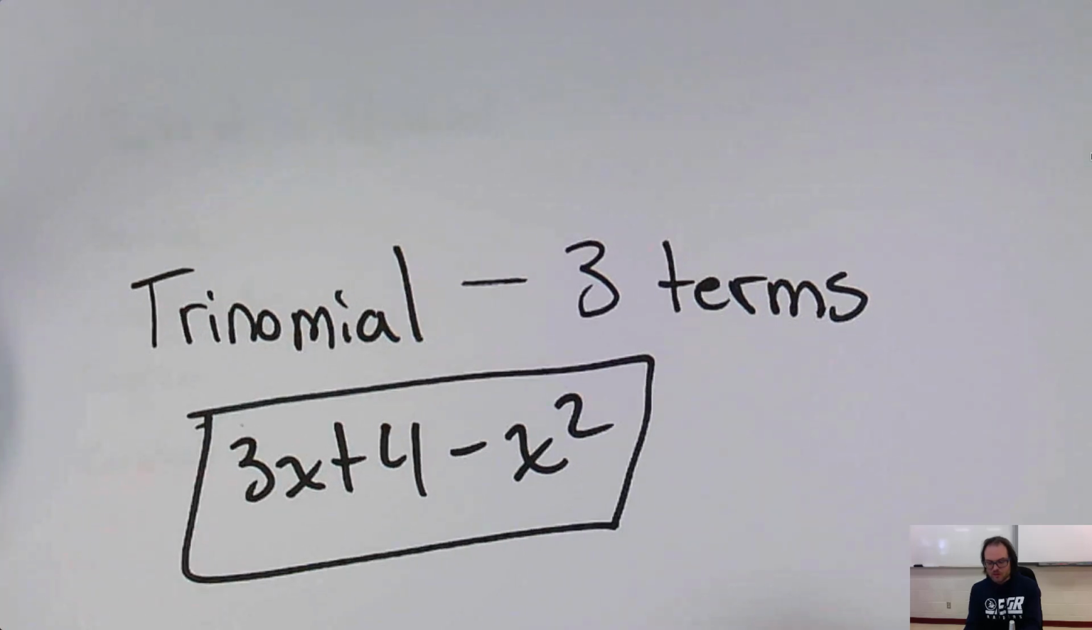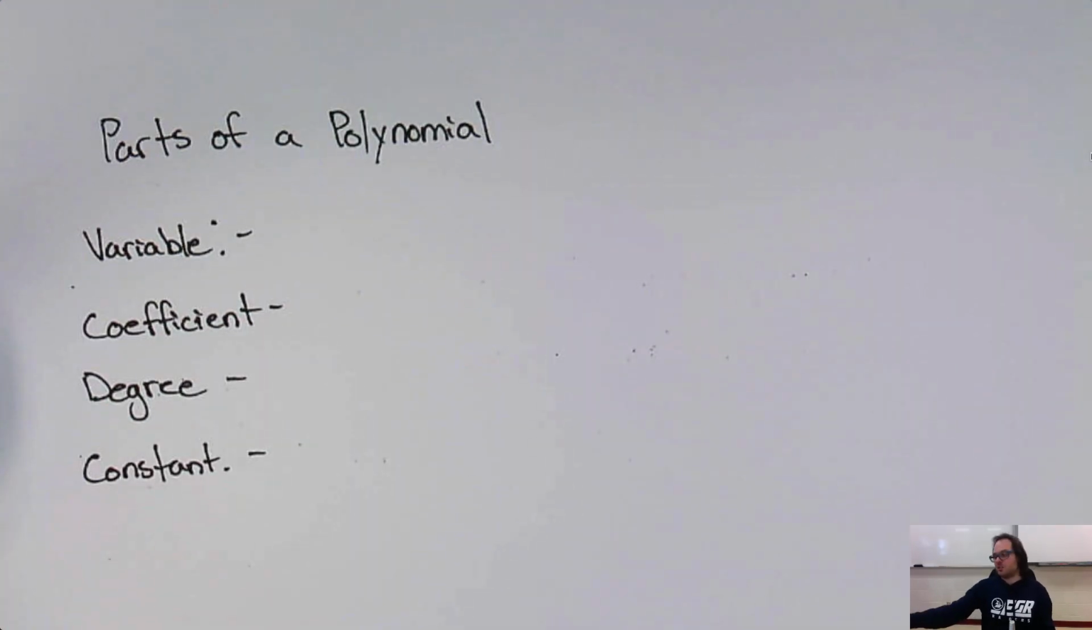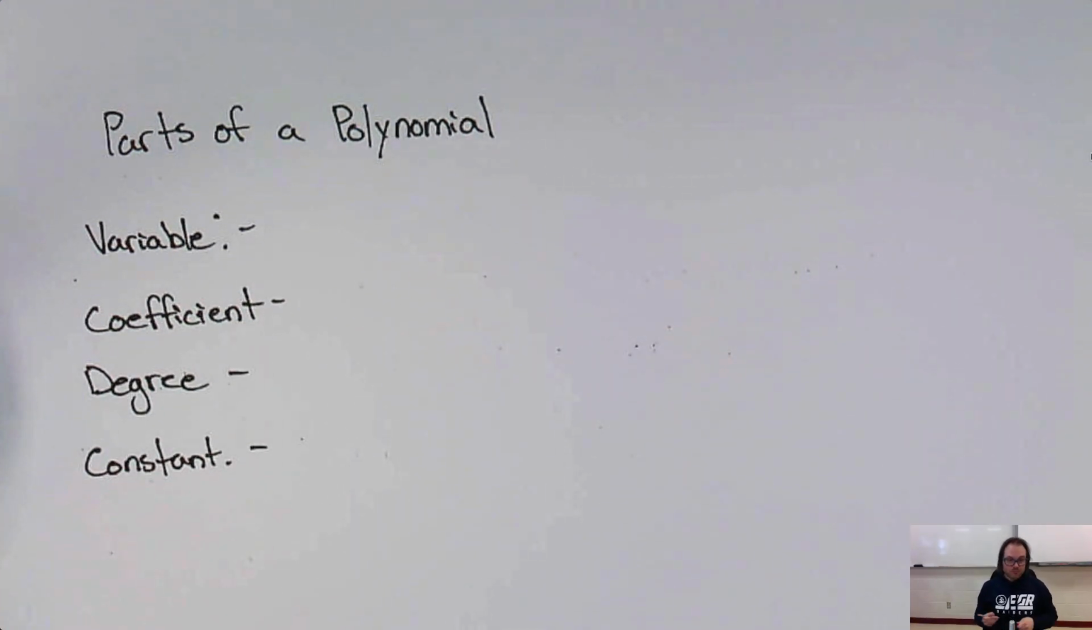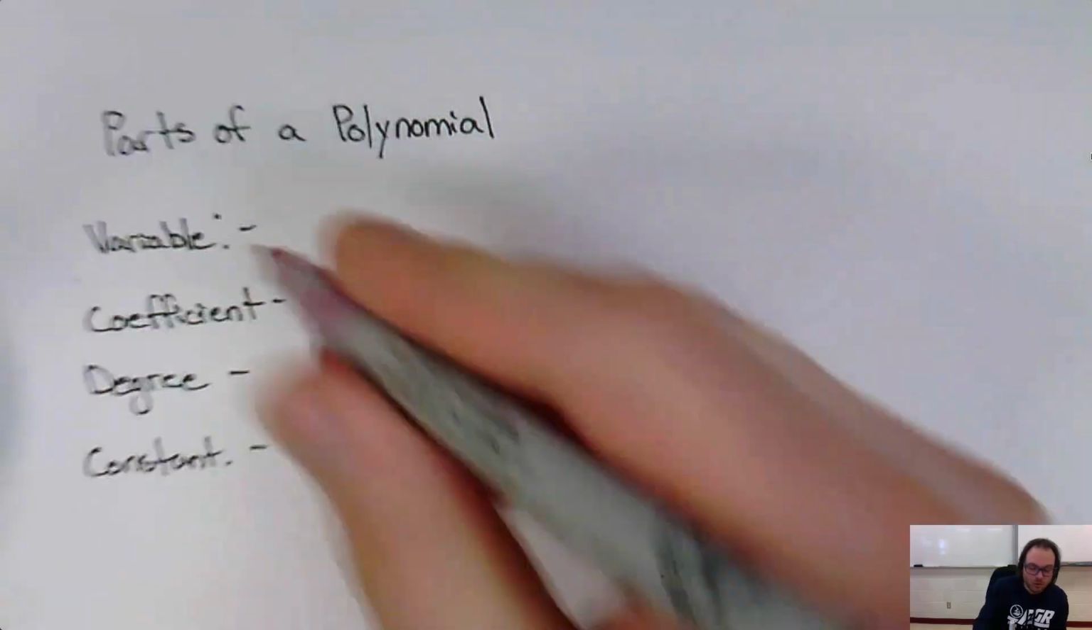Now, let's go to certain definitions for polynomials. So what are the parts of polynomials? Or these you might say are parts of the terms of each polynomial. So first of all, let's look at what is a variable. Well, a variable is a letter or symbol representing an unknown.